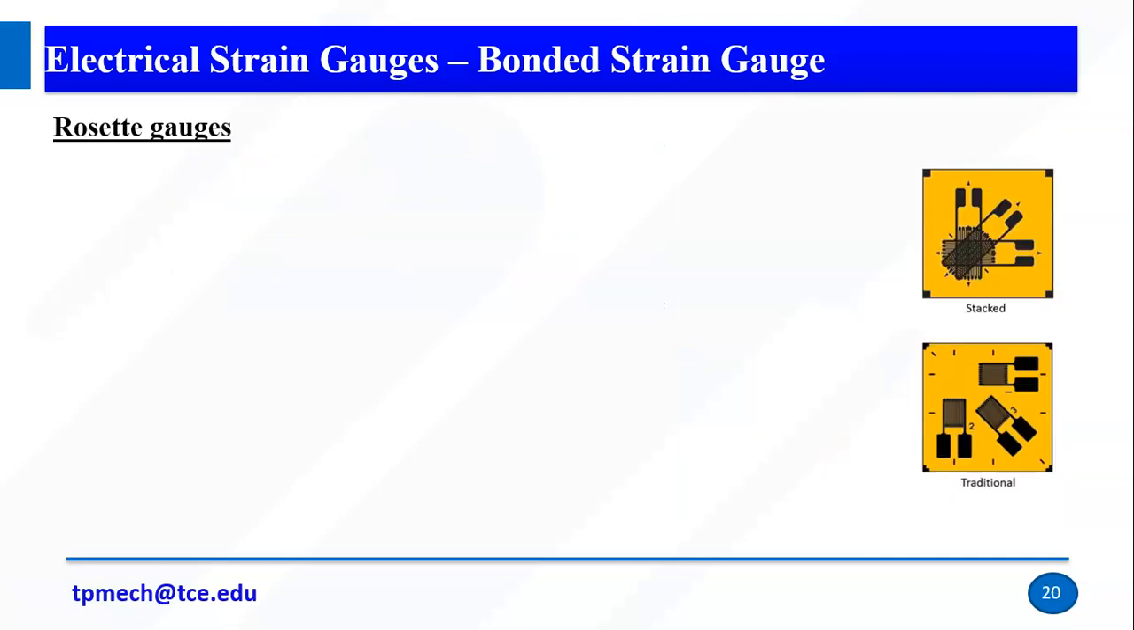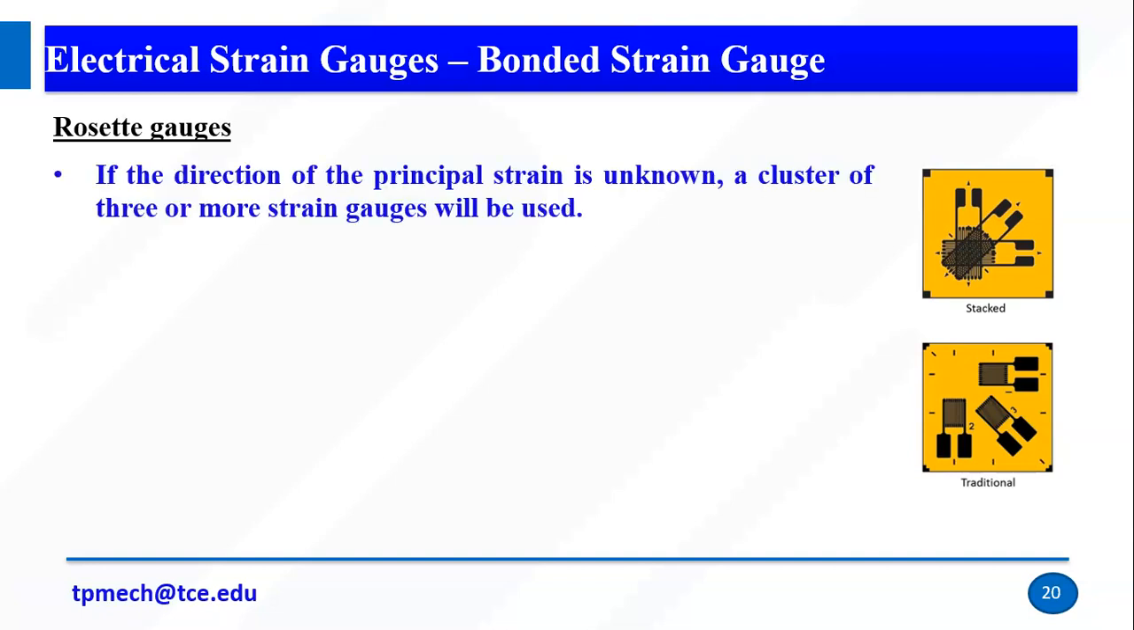Right. Okay. So among the bonded gauges, another important concept is rosette gauges. Rosette gauges: if the direction of the principal strain is unknown, a cluster of 3 or more strain gauges will be used. This is called rosette gauges. Okay, right. So if the direction of the principal strain is unknown, what does that mean? For example, generally gauges are used to measure the strain.